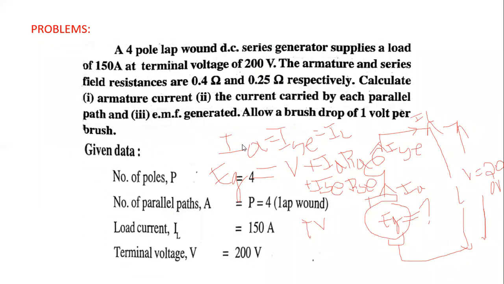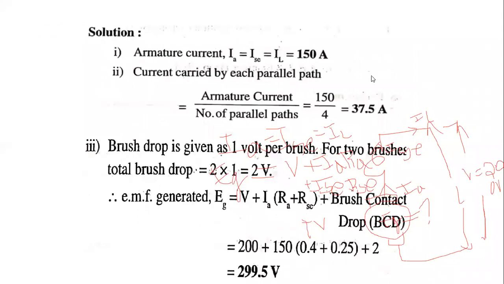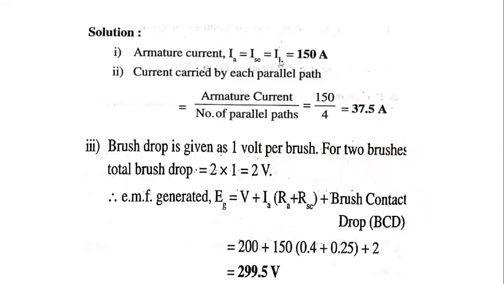Next, armature current. Therefore IA is equal to IL, that is 150 amperes. Next, EG is equal to V plus IA RA plus ISC RSC plus brush drop. That is 299.5 volts.